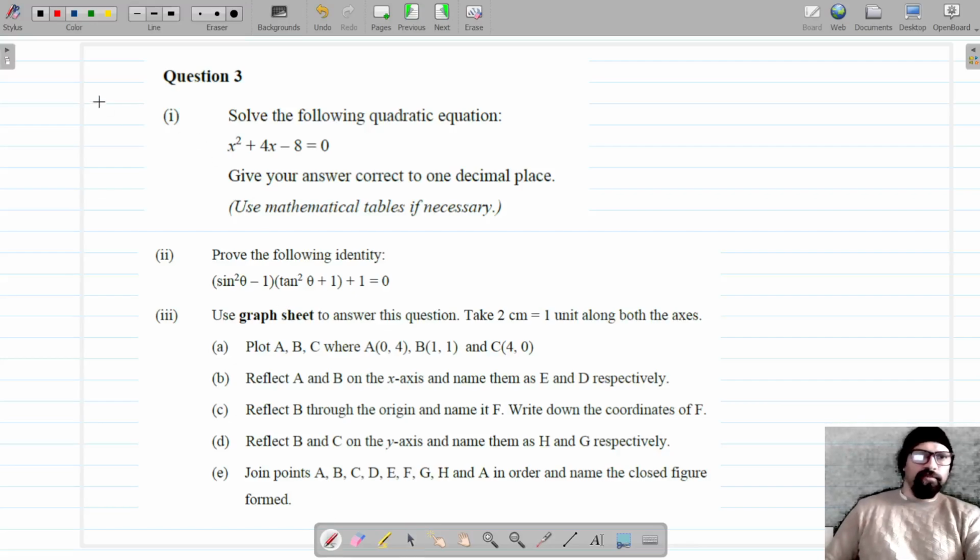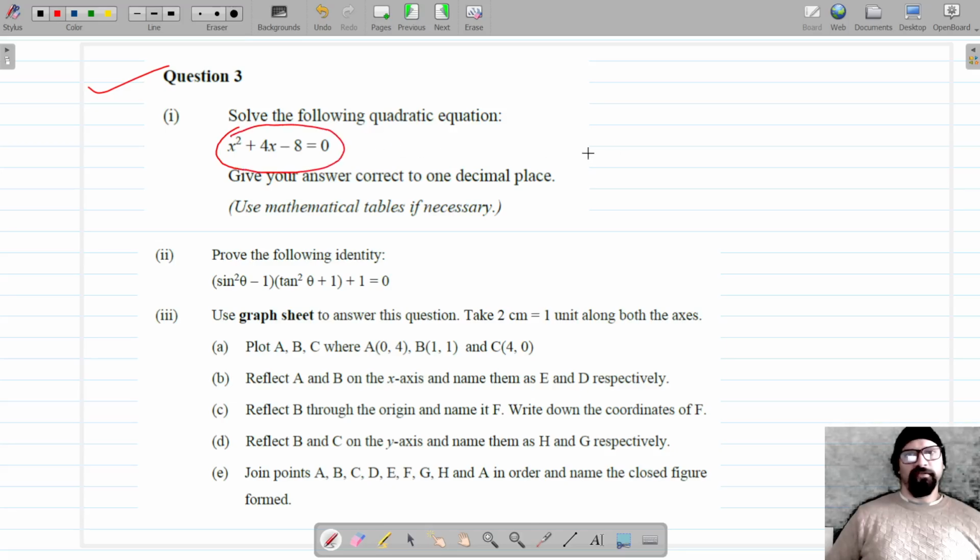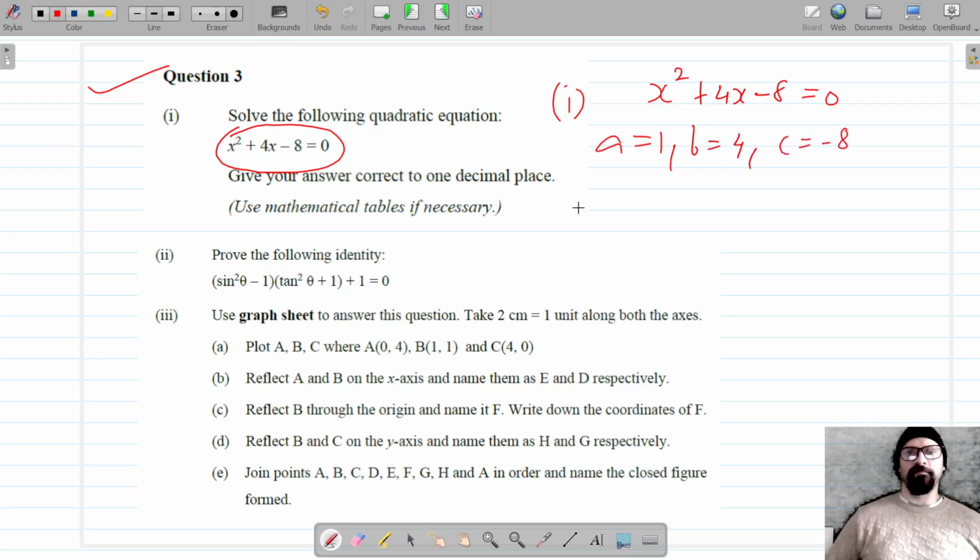Okay, for question number 3, it's given that you have to solve the following quadratic equation: x squared plus 4x minus 8 is equal to 0. So here a is 1, b is 4, and c is equal to minus 8. Let's find out if the roots exist for this equation or not.